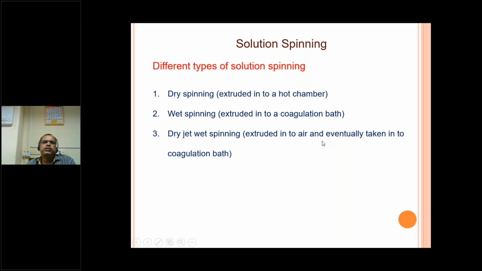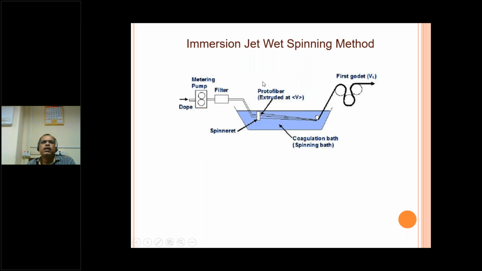Next, we'll go to solution spinning, for polymers that are not spinnable in the melt form. We can see different types of solution spinning: dry spinning, wet spinning, dry jet wet spinning. Dry spinning means extruded into a hot chamber. Wet spinning is extruded into a coagulation bath, a liquid bath. Dry jet wet spinning is extruded into air and eventually taken into the coagulation bath. In wet spinning, it is directly immersed in a coagulation bath.